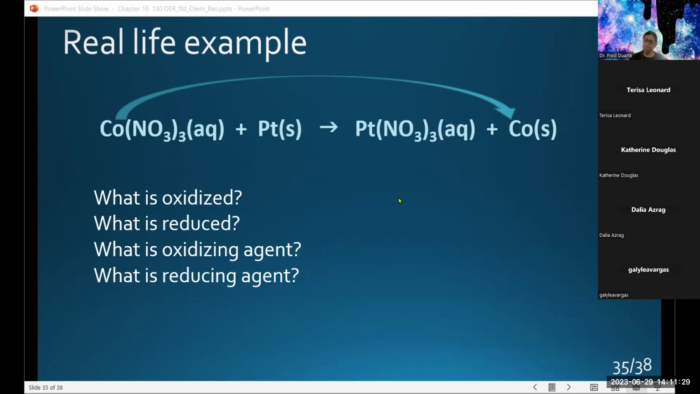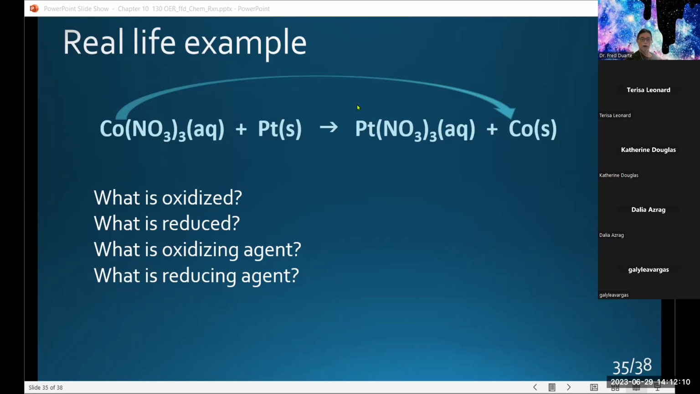What do you guys think? What do we know about the nitrates, the NO3? What is its oxidation state? Look at your polyatomic ion table. Each nitrate is a -1. We got 3 of them. What does that mean for cobalt? What must cobalt be? +3. You got it. It's got to be a +3.